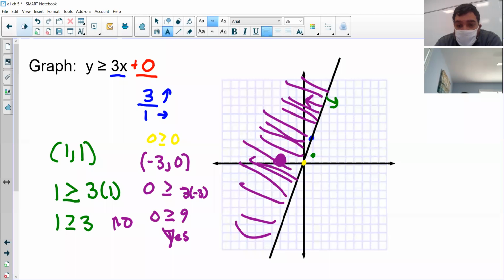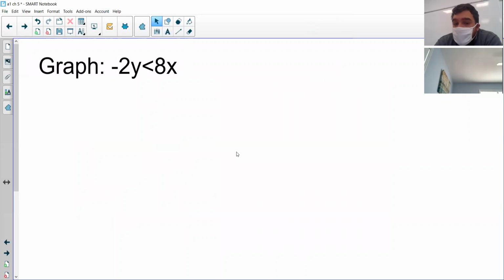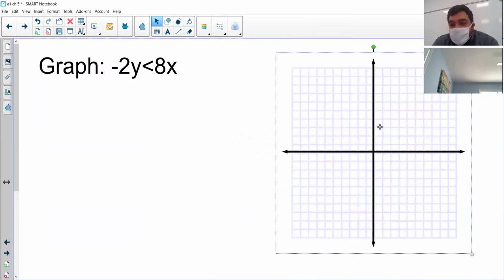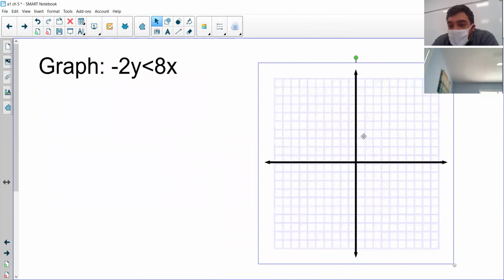Okay, I'm going to the next one. I'll probably have to copy this. Here's your next one. Graph -2y is less than or equal to 8x. Remember, you have to solve for y first. Last one we didn't have to because it was already solved. Notice it's just a less than. Notice it's a -2. Notice a bunch of things going on. There's a lot of moving parts here.